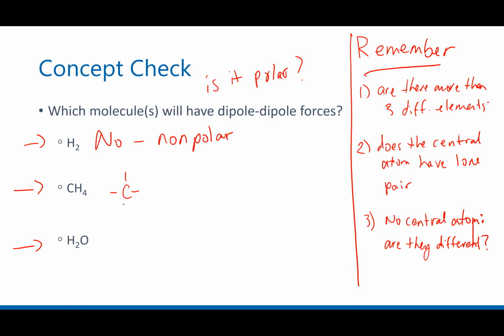Methane, by the way, looks like this. So the central atom has no lone pairs. And question 3 doesn't apply. Question 3 is only if there is no central atom. There is definitely a central atom here. So the answer to all of these questions is no, it's non-polar.